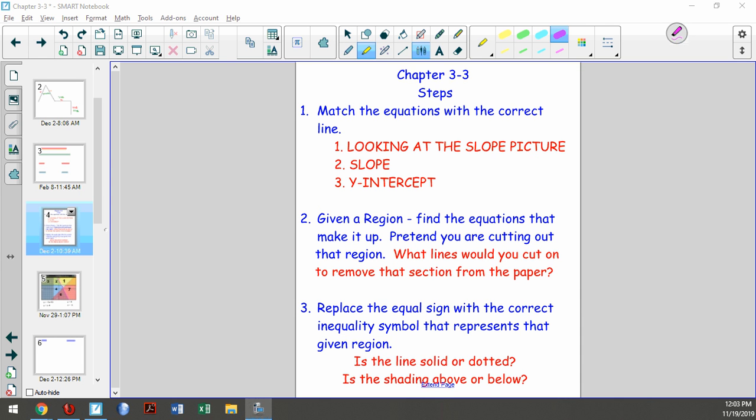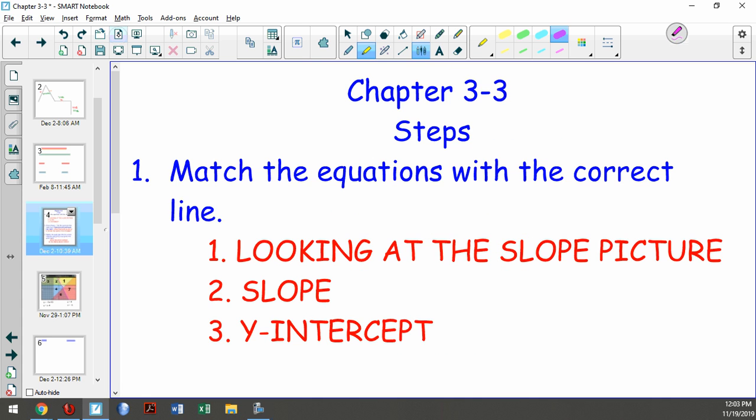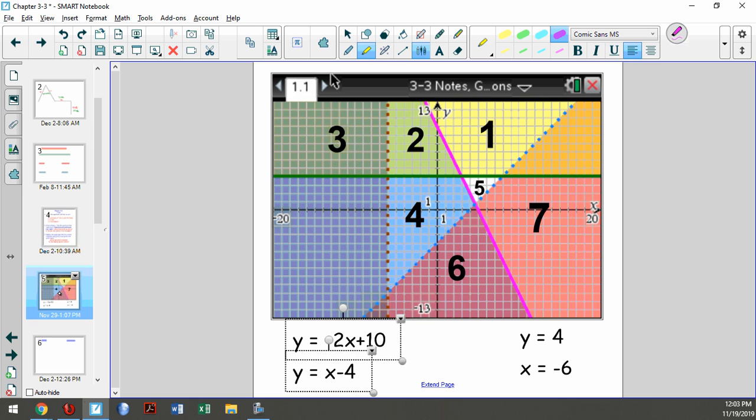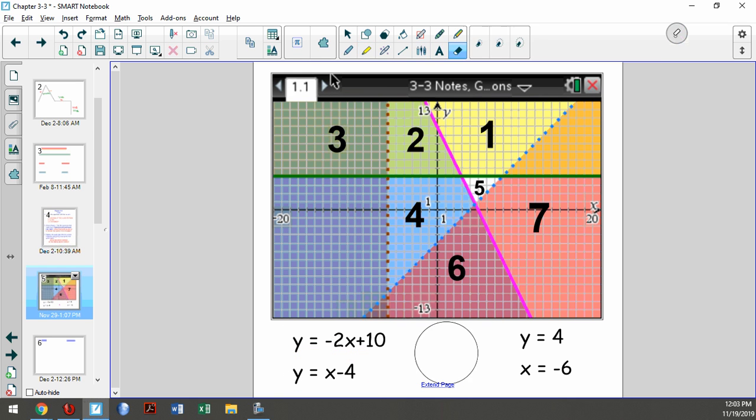All right, today what we're doing is chapter 3-3, and we're going to be doing regions of inequalities. Basically what you're going to be doing today is I'm going to give you a graph, the Picasso graph. Do you see the colored graph in front of you? Okay. Underneath that colored graph is going to be a lovely 4 equations. Do you see all 4 equations down there?